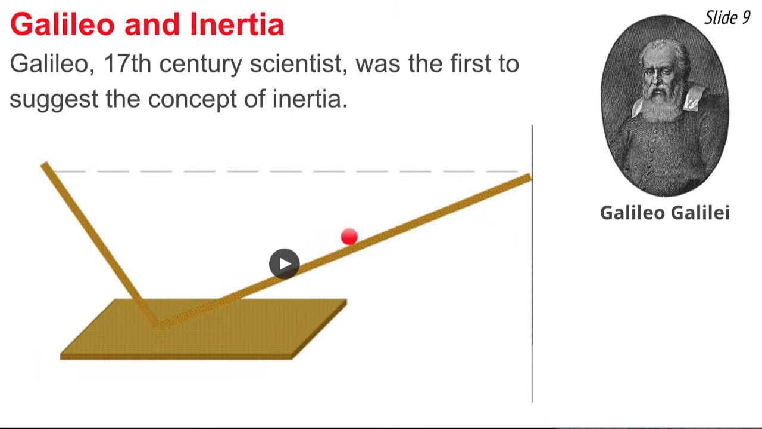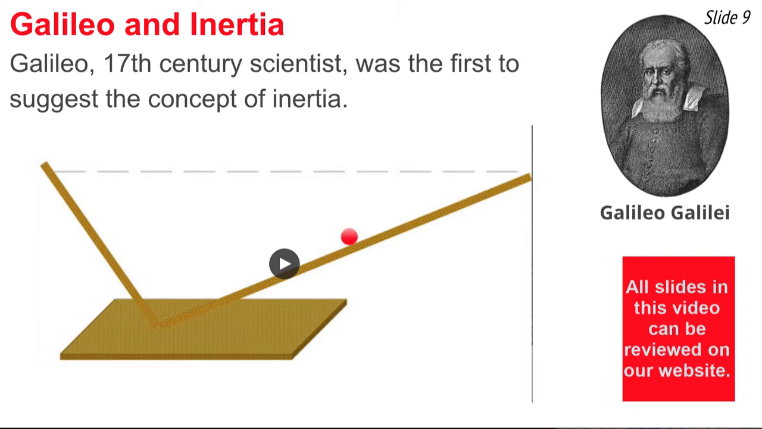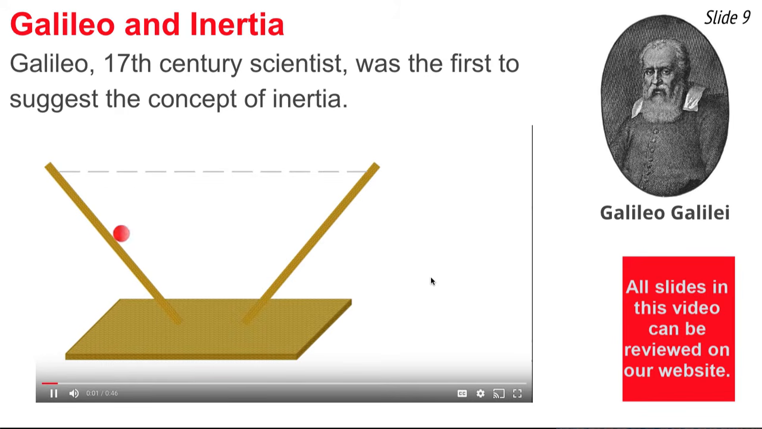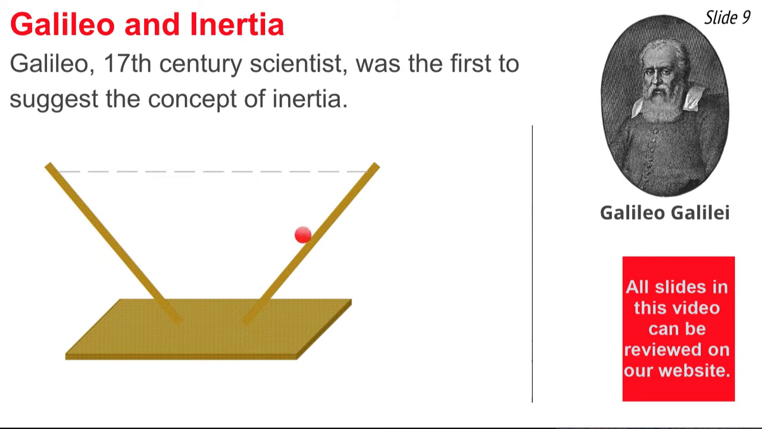The concept of inertia is often credited to 17th century scientist Galileo. He came up with the idea this way. He had two ramps and a ball that would roll down one ramp and then up a ramp on the opposite side. He would notice that whenever the ball rolled down the ramp, it would always roll up the second ramp until it got to about the same height.